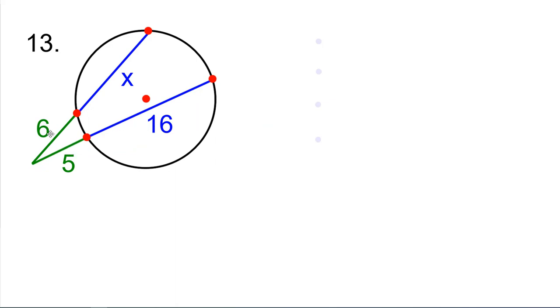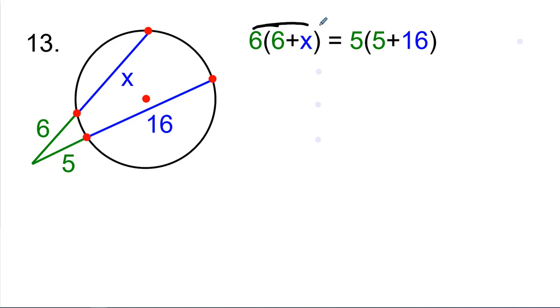Okay, same formula. Now we have two secants, so there's two parts on the outside, so this one will take a while. But we'll do the outside of 6 times the whole thing, which is 6 plus x, is equal to the outside of 5 times 5 plus 16, which is the whole thing. All right, I'm going to have to distribute here. So I'm going to do 6 times 6 and then 6 times x. All right, so 6 times 6 is going to be 36 plus 6x is equal to 5 times 21, which is 105. And again, you can put that in the calculator if you're not sure. All right, so now I want to move the 36 to the other side. So this is kind of a longer problem. You're going to want to set these up.